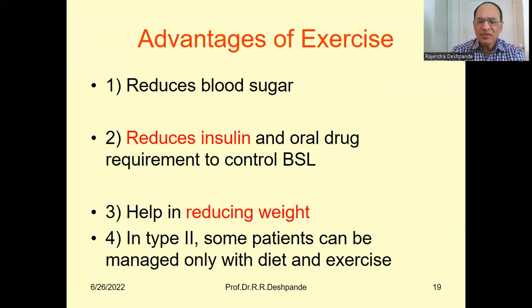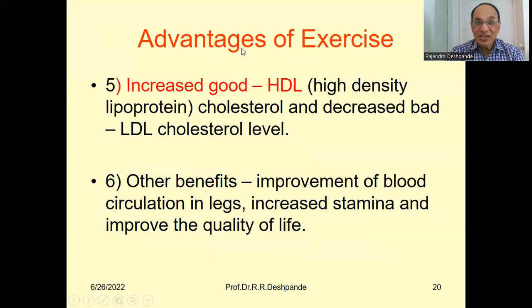If he is regularly exercising, his tablets and insulin will go. Advantage of exercise: it increases the good cholesterol, which is called HDL, high density lipoprotein. Also, by exercise, by walking, it can decrease the bad cholesterol.